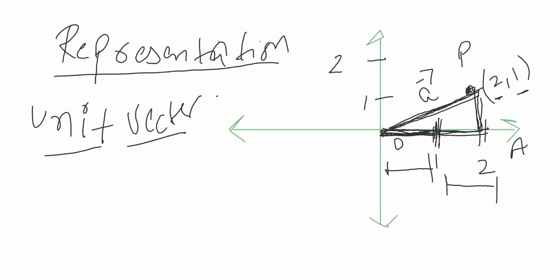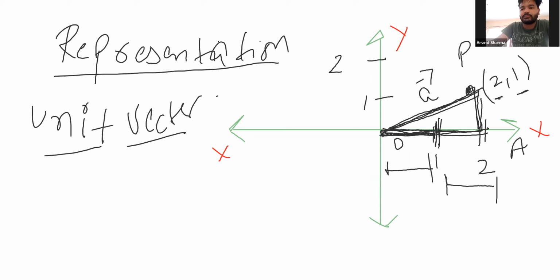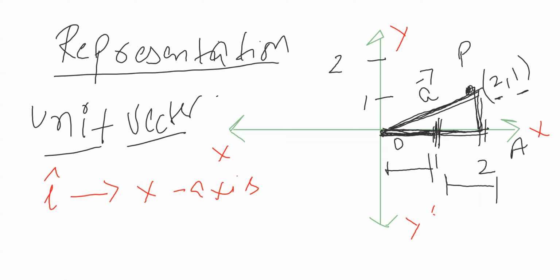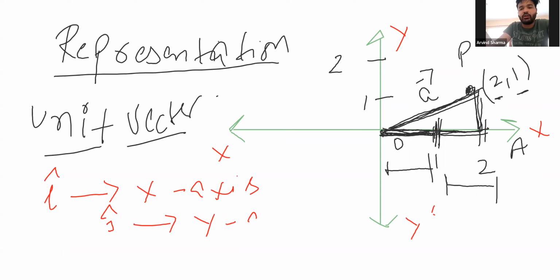Now, this is basically the x-axis, and this is the y-axis. We will take the unit vector along the x-axis as i cap, and along the y-axis we will take j cap as the unit vector. For example, this O to A, this 0 to 1, represents i cap.